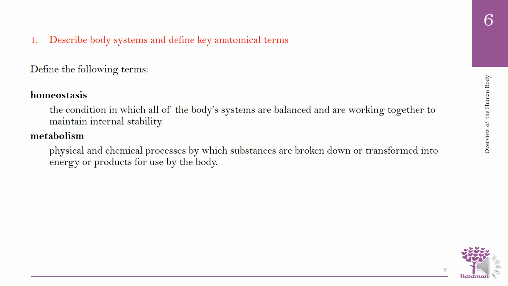Bodies are organized into body systems. Each system in the body has a condition under which it works best. That's defined as homeostasis, the name for the condition in which all the body systems are balanced and working together to maintain internal stability. To be in homeostasis, the body's metabolism, or physical and chemical processes, must be working at a steady level. When disease or injury occurs, the body's metabolism is disturbed and homeostasis is lost.